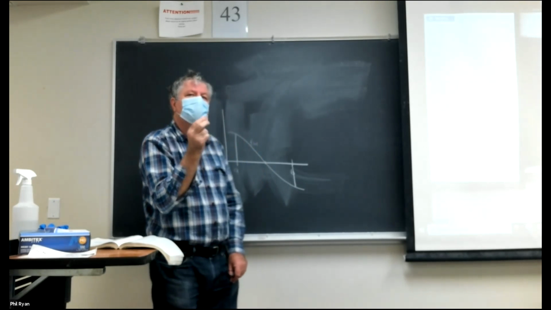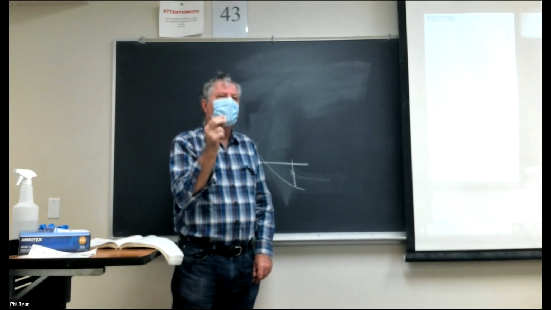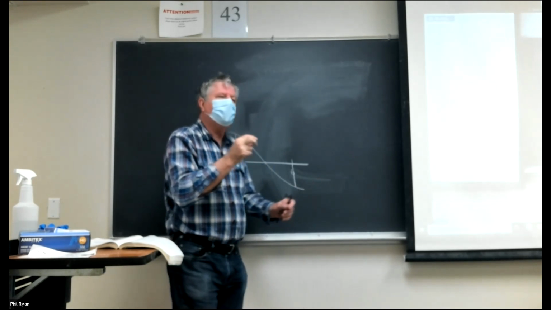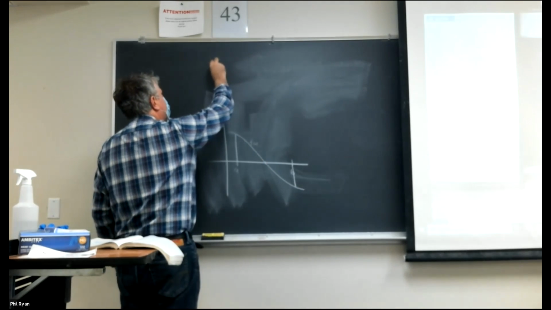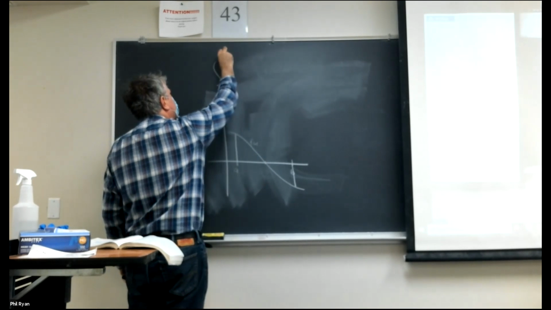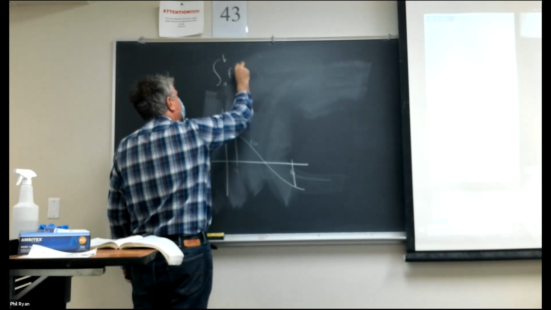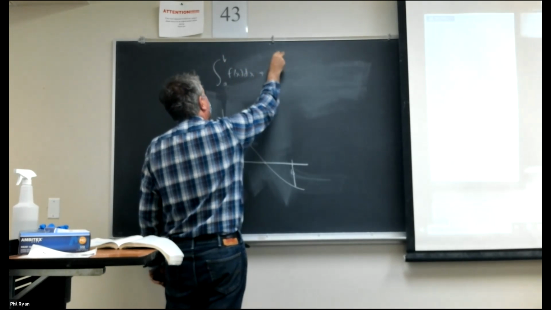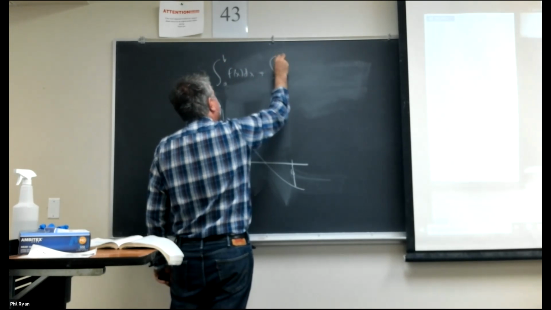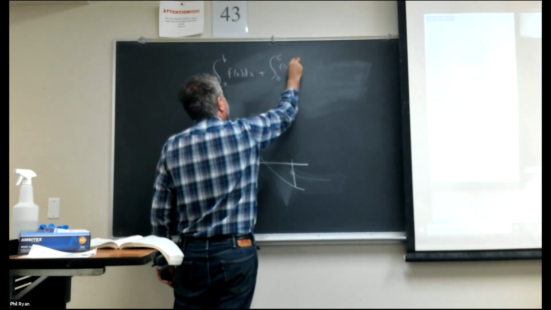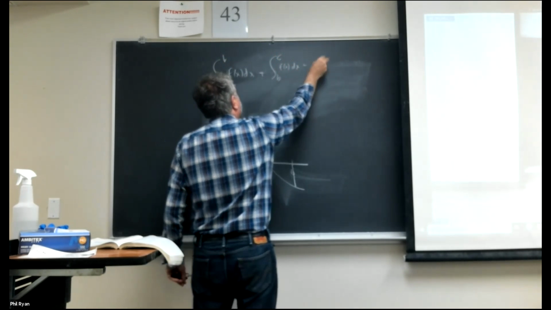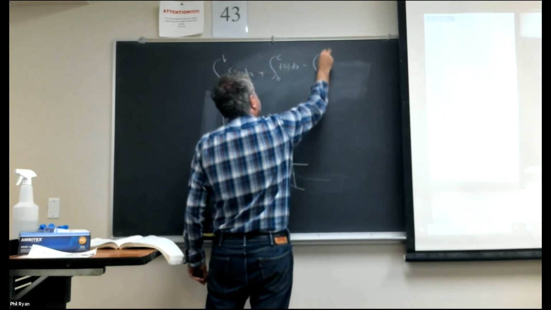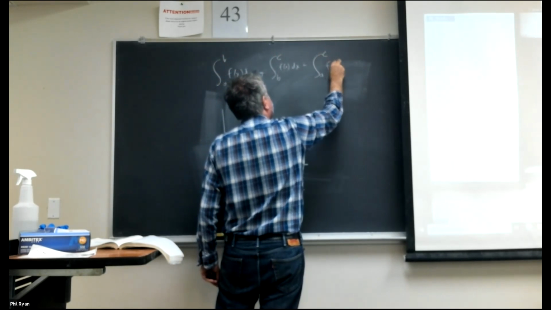One thing that we can see for free from how we define the integral is that if we've got the integral from a to b of f of x dx and the integral from b to c of f of x dx, we get the integral from a to c of f of x.